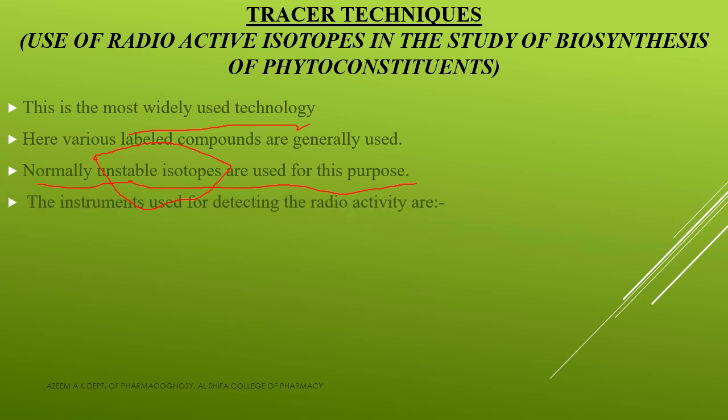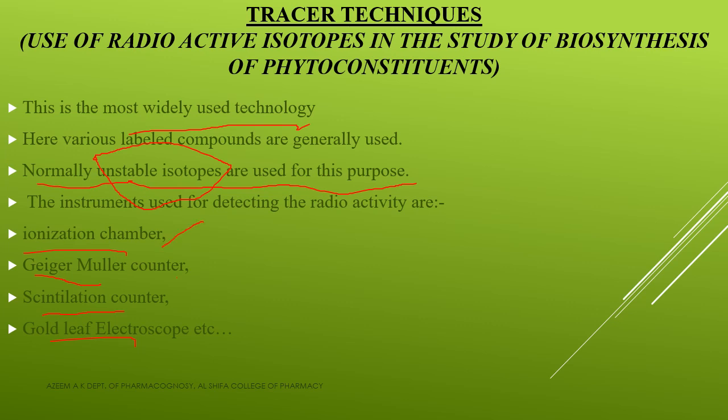Clear? And now we can see the various instruments used for detecting radioactivity, and they are: first, the ionization chamber; second, the Geiger-Müller counter; third, the scintillation counter; and the last one is the gold leaf electroscope. So these are the different instruments used for the detection of radioactivity. What are they? Ionization chamber, Geiger-Müller counter, scintillation counter, gold leaf electroscope, etc. These are the common instruments which we use in tracer techniques.